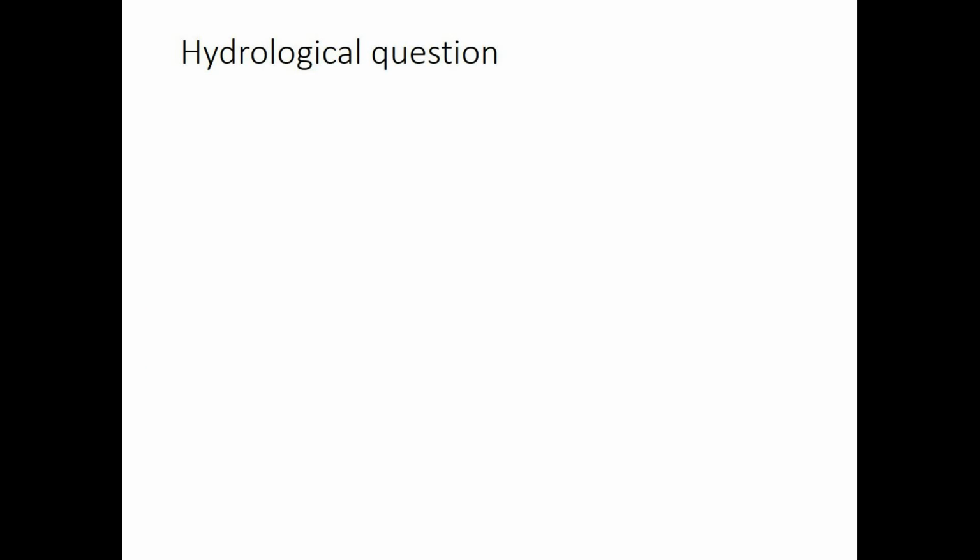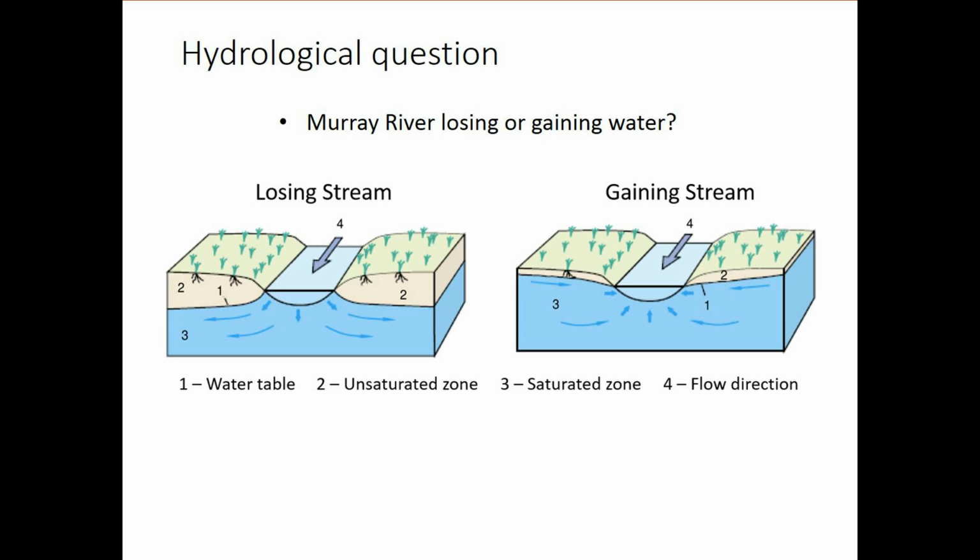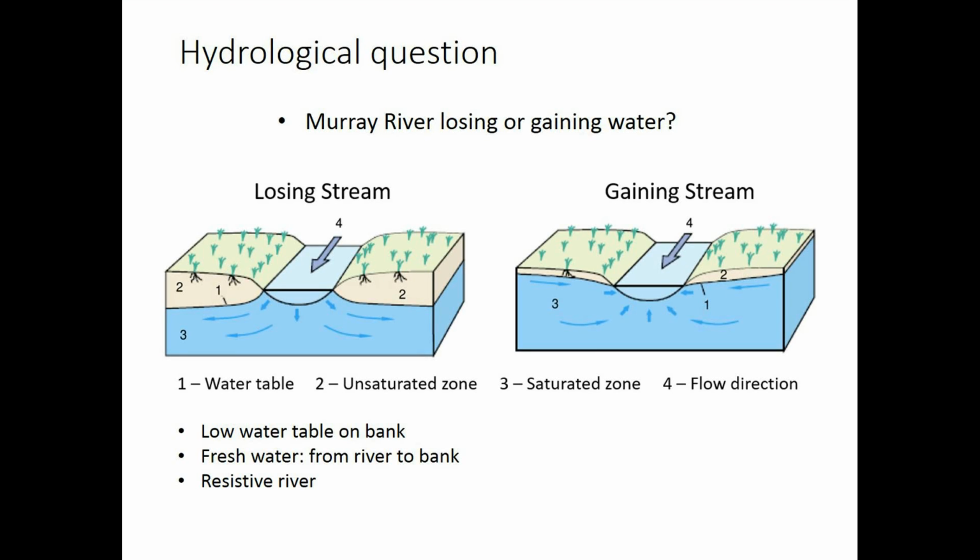To help understand what's happening there, there's some hydrological concepts we need to introduce here. The basic question is whether Murray River is losing or gaining water. So there are two concepts here. First one on the left-hand side is called the losing stream. In this case, the water level in the river is higher than the water table on the bank. So water actually flows from the river to the bank. Basically, the river is losing water, so it's called a losing stream.